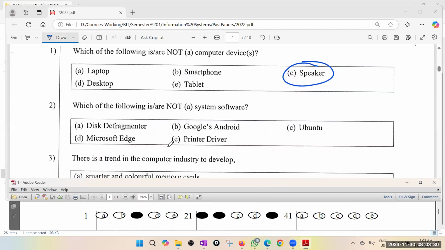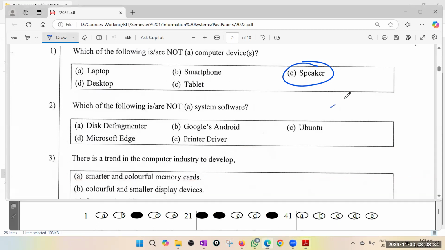Second one. Which of the following is or are not system software? System software means operating system, system translators, and any system utilities. So disk defragmenter is a utility. Google's Android is an OS. Ubuntu is an OS. Microsoft Edge is not a utility or a program translator. It is definitely application software. A lot of students get confused that browsers are utilities. No, they are not utilities. They are applications. Print drivers are pretty much a utility sort of thing, or supplementary to the operating system. So therefore the answer is D.